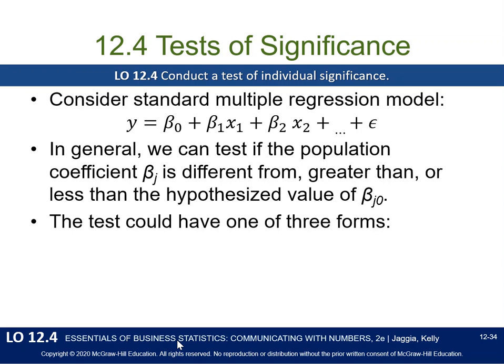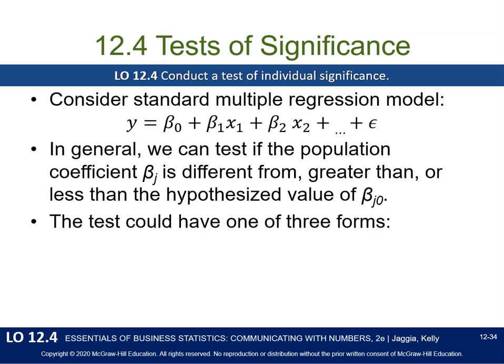So it turns out that we can test to see both individually and jointly if there's a relationship, a linear relationship between the independent and the dependent variables. So really what we're doing is we're testing to see if that beta coefficient is different or greater than or less than whatever hypothesized value we take.